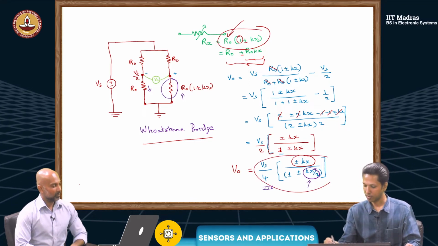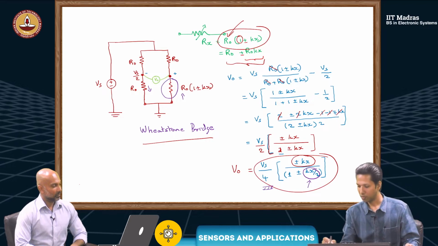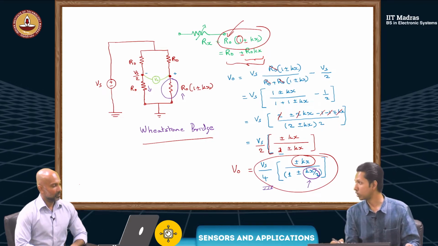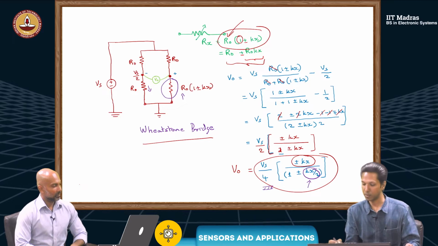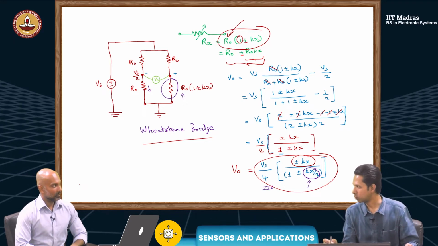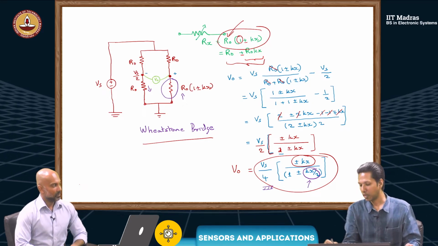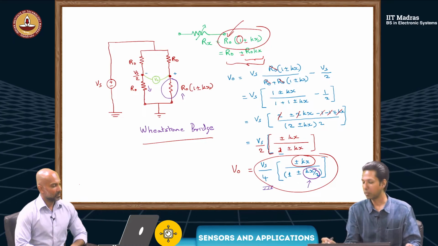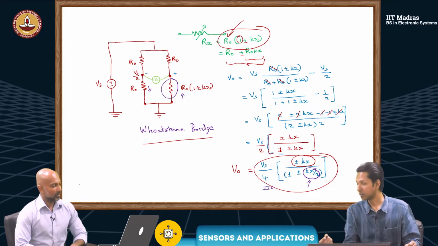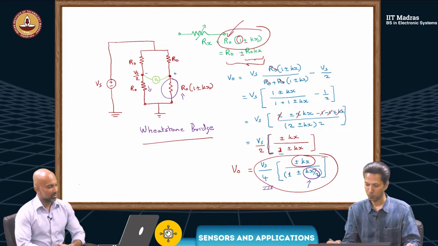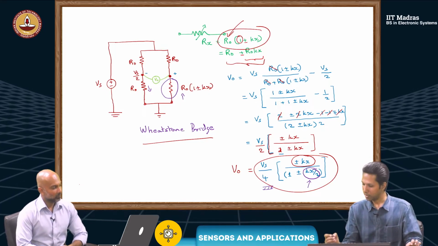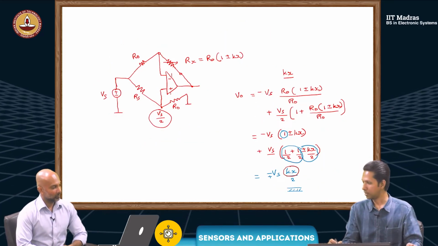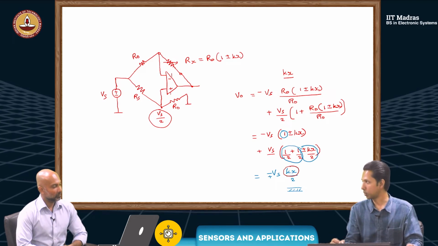output like this. But unfortunately, we found there is a Kx by 2 in the denominator. This gives a nonlinear output. Or if Kx by 2 is very small compared to 1, maybe we can neglect it. Yes, but that's not always the case. Then we decided to use a little bit of electronics to solve this problem.